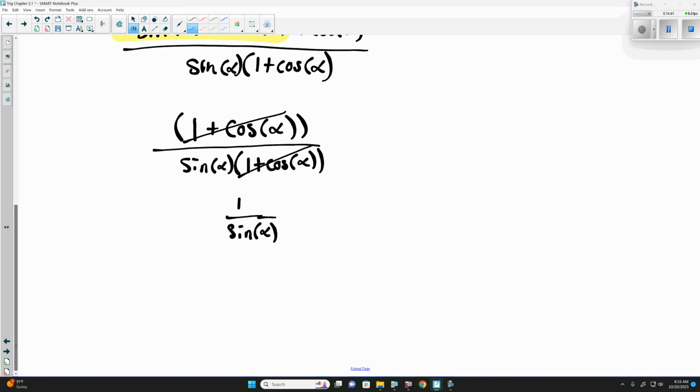And if we want to get this really simplified, this is the same as cosecant of alpha. The sine of alpha is equal to 1 over cosecant, and cosecant is equal to 1 over sine. So we're able to take those two fractions and actually reduce it to cosecant.